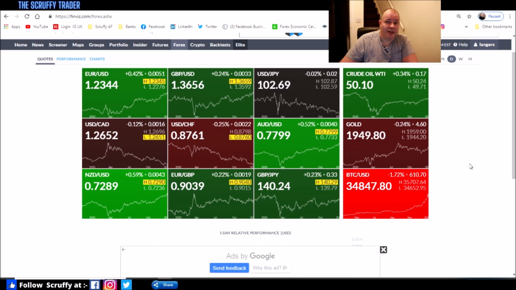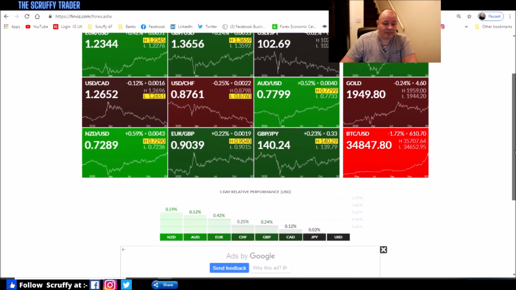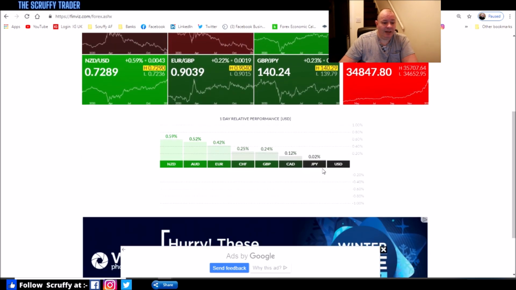My strengths are all based on daily. And then it'll give you a scale of strength as well. So US the weakest, and the Aussie and the New Zealand are pretty much the strongest. So my figures aren't that far out. Okay, so this is a nice easy tool to use, shall we say.